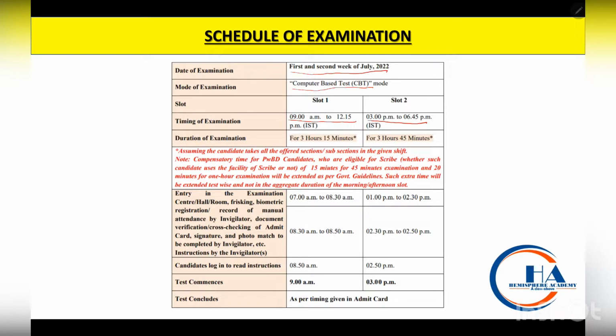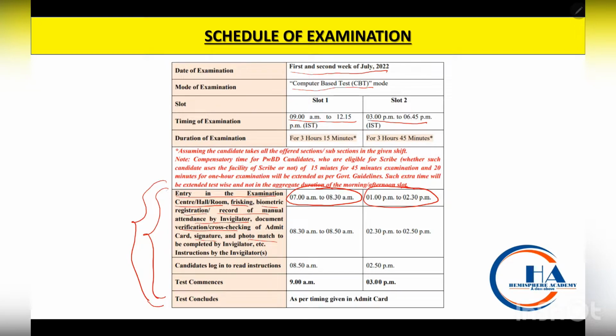Okay, so now these things are very important, which you should make note of and keep in mind. The entry in the examination center, frisking, biometric registration, record of manual attendance, document verification, cross-checking, signature, photo match, all these things which are necessary for the center authority to check, these will happen between 7 a.m. to 8:30 a.m. for the students of slot 1 and 1 p.m. to 2:30 p.m. for students of slot 2.